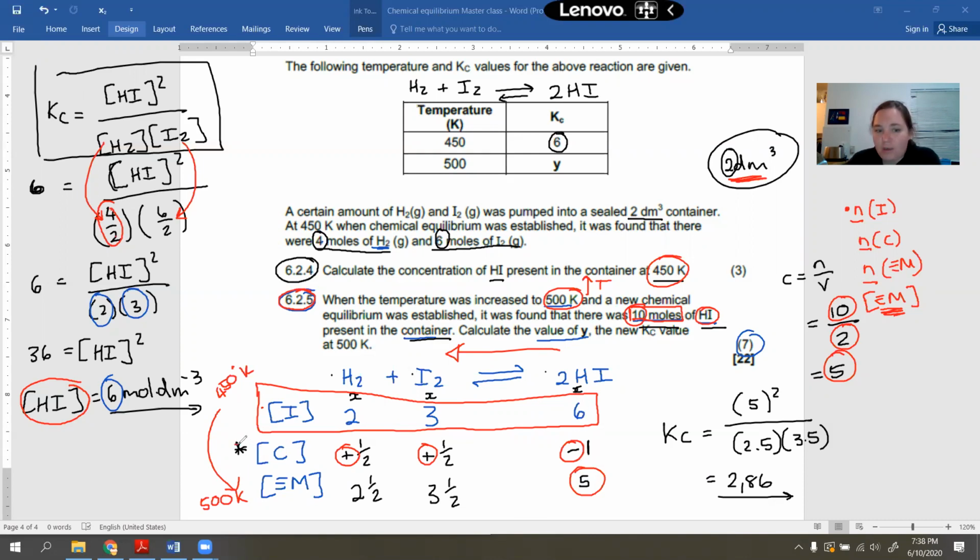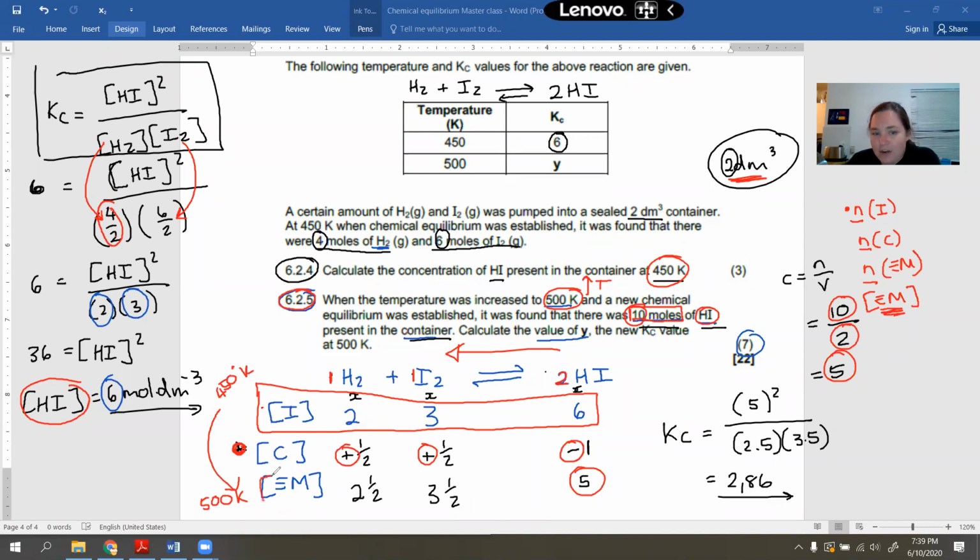The change column here is always the one that's in a fixed ratio, which is 1 part to 1 part to 2 parts. So if we've got 2 parts being that we use 1, here we must use 1 to make a half, and to make a half of a mole per decimeter cubed. Here we started with 2, we made a half, so we finished with 2.5. Here we started with 3, we made a half, so we finished with 3.5. And this one we've already worked out.